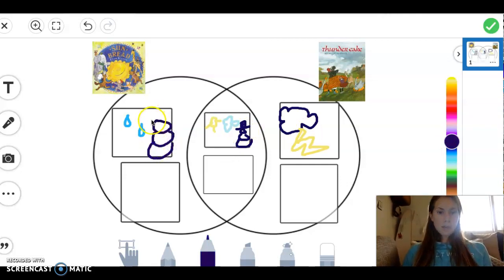Now it's your job to find out another way Sunbread is different and another way Thunder Cake is different, and one more way they are the same. That's your job.